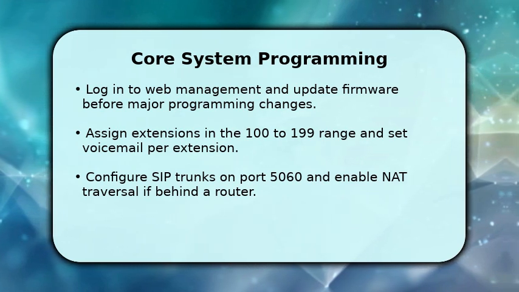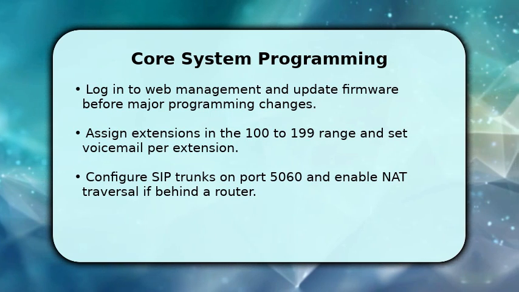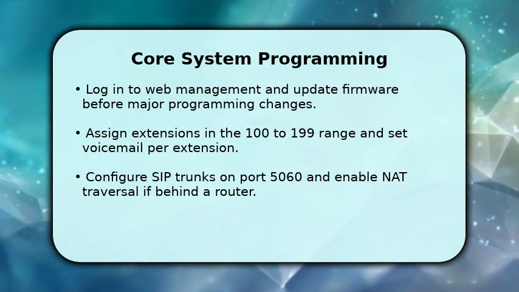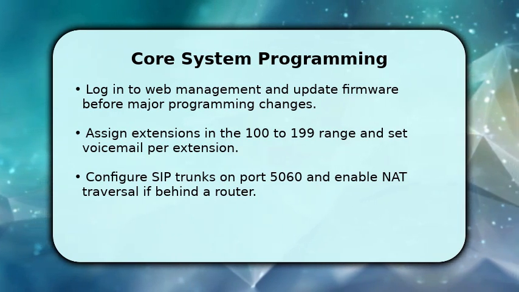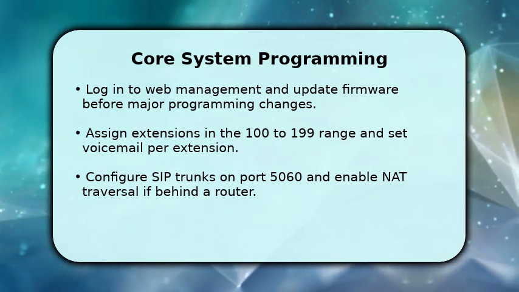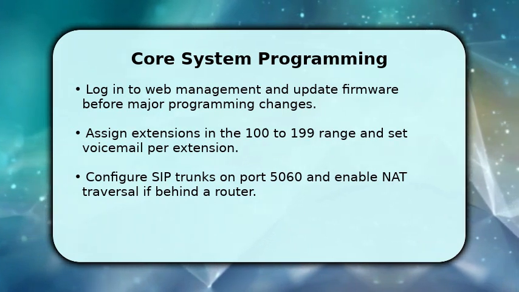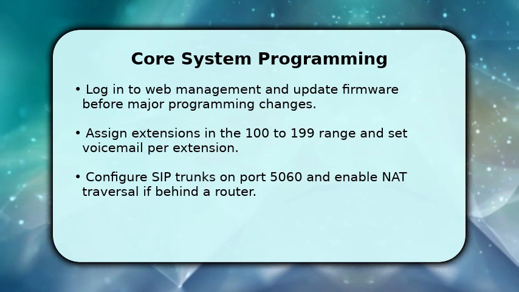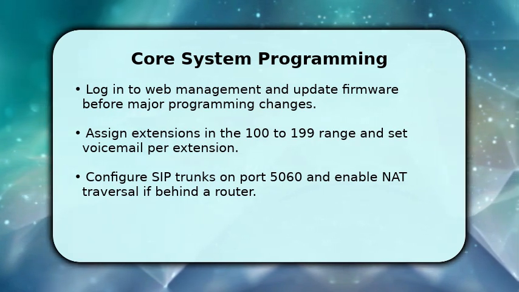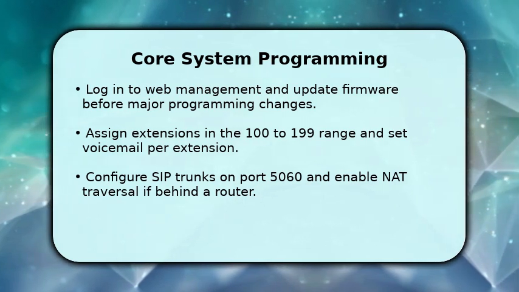Create users and assign extensions, typically in the 100 to 199 range, set usernames, and enable voicemail per extension with PINs. Configure trunks next. Add SIP trunk accounts, set SIP port 5060, and enable NAT traversal options if the system sits behind a router. Map incoming DID numbers to extensions, and set outbound rules and caller ID shaping for proper routing.